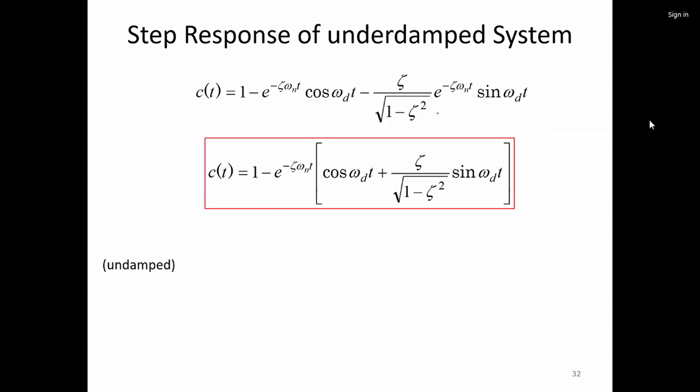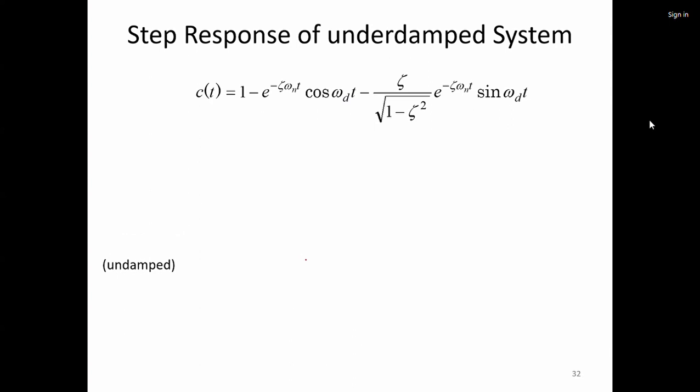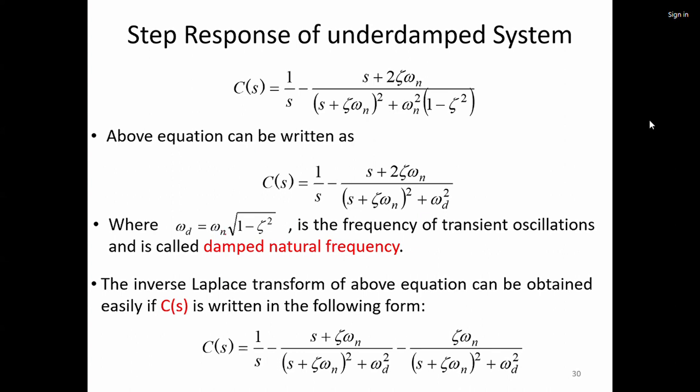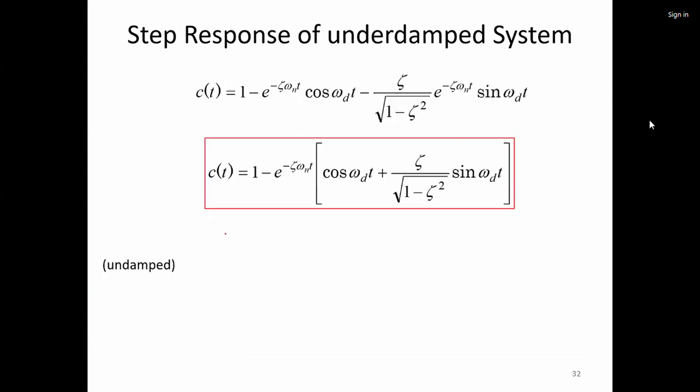Now, e to the power minus ζ omega n t, you can take common. So inside the bracket, you will have cos omega d t plus ζ over square root of 1 minus ζ square, sine omega d t. And for an undamped case, when ζ equal to 0, this term is going to go. So you will have omega d simply equal to omega n, which is your undamped frequency. Undamped frequency is basically the same as the natural frequency of the system.